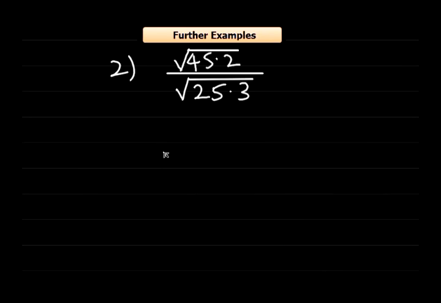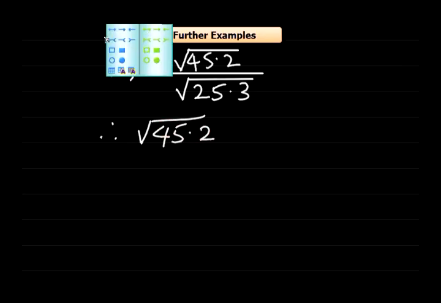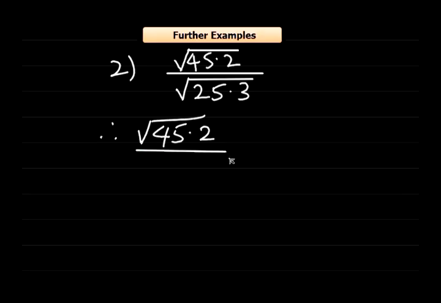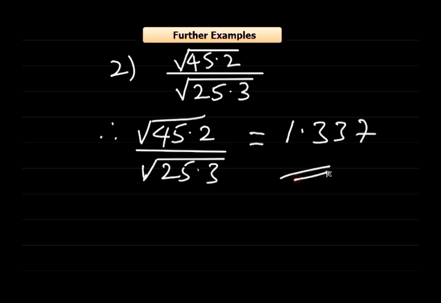You then say therefore root 45.2 all over root 25.3 is equal to 1.337. That is the answer.